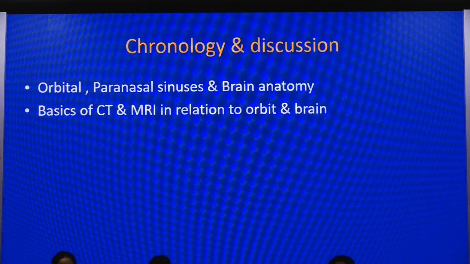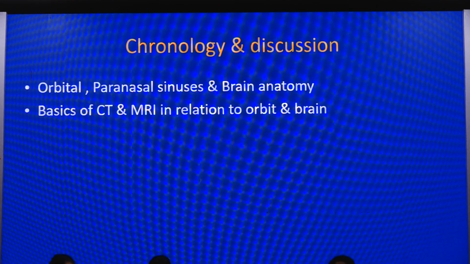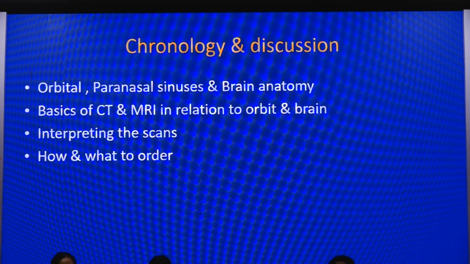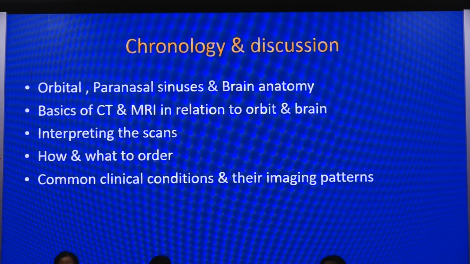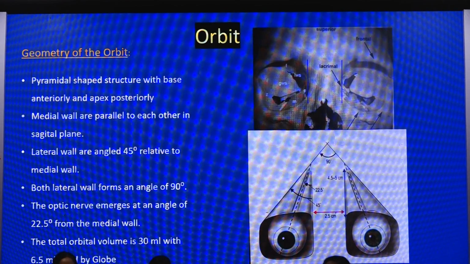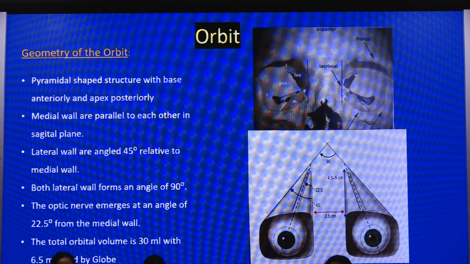So the chronology will go like a little bit of a brush-up for the PGs and the general ophthalmologists of the brain and orbit anatomy, some basics of CT and MRI in relation to the orbit and brain, interpreting the scans, how to start, what to order, and one or two common clinical conditions and their imaging patterns. So this is the orbit, as you can see very well over here, the orientation of the orbit: the medial walls parallel, and the lateral walls making an angle of 90 degrees in the axial plane.